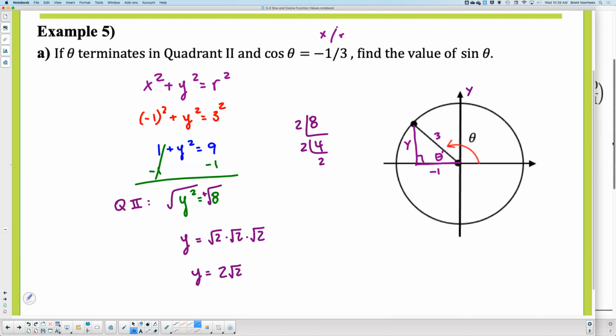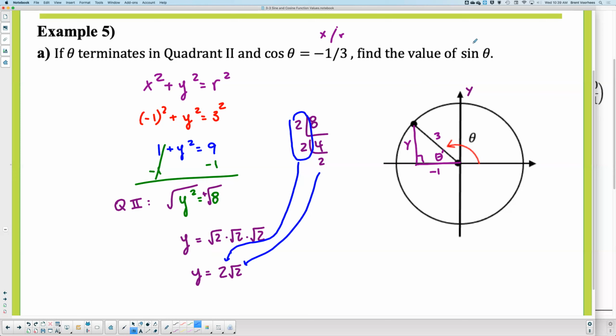Anytime you have a pair, here's how you do this. Anytime you have a pair, this becomes a pair of square roots, because technically this was square root 8, square root 2, square root 2, square root 2. A pair will become the number itself. So that pair becomes a 2 outside. The single goes right back under the radical. That's how it works. So this pair of 2s become outside.